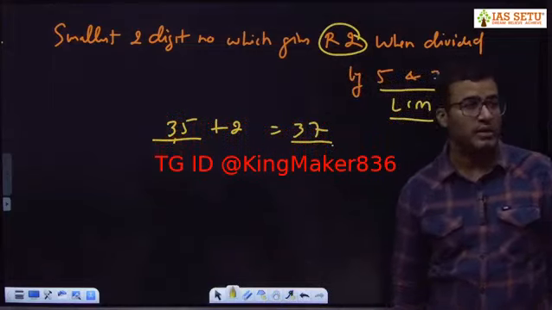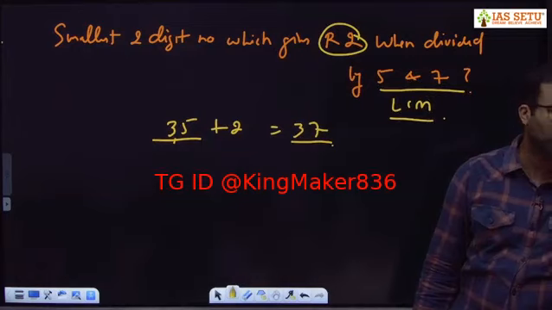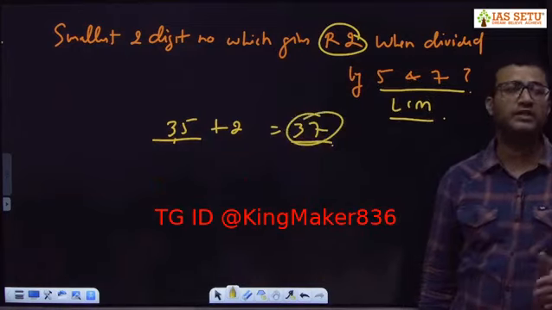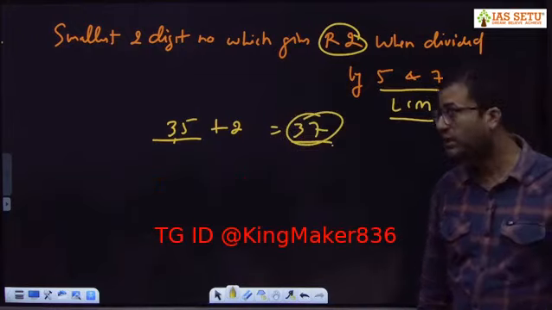You can check. Because 35 is exactly divisible by 5, 35 is exactly divisible by 7. We get 2 extra, that is remainder 2. Let us try.